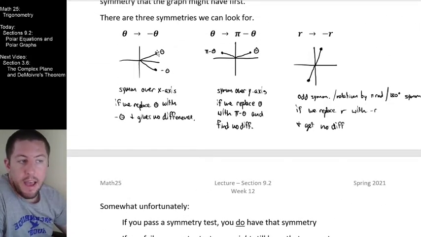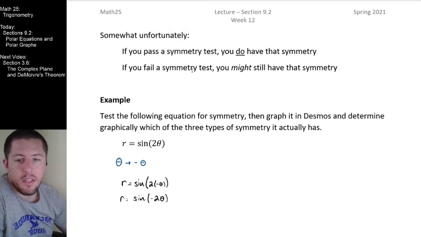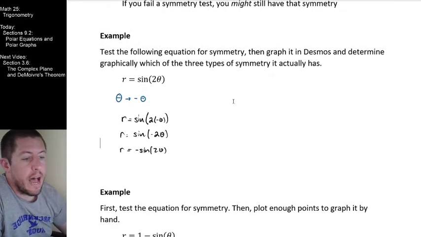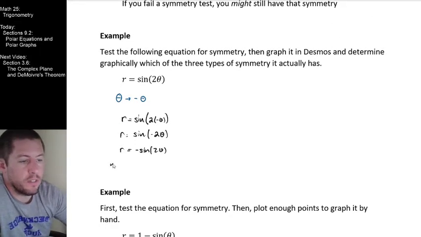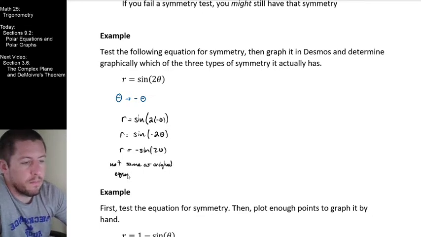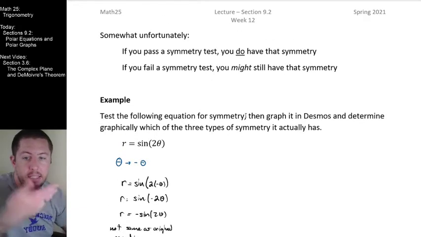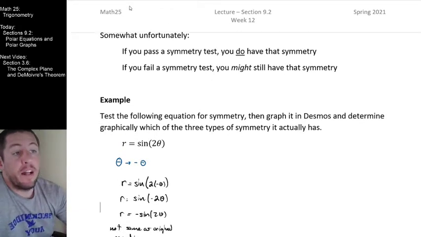You should know that the sine value of this top angle is the same number as for the bottom angle, but since we're measuring height, the bottom one's going to be a negative height and the top one's going to be a positive height. So I know that this is r equals negative sine of 2 theta. And so I see here it's not the same as the original equation. So this says to me, I don't necessarily think that I have that symmetry over the x-axis right there. We failed that symmetry test.